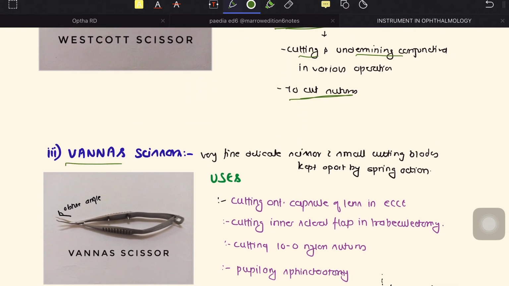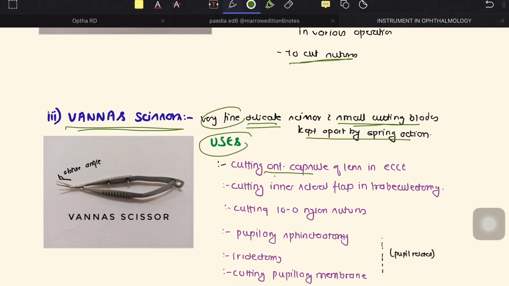The next scissor is Vannas scissor. Vannas scissor is a very small scissor. It is a very fine scissor, and it is used for finer operations in the eye. So it is a very fine and delicate scissor, with small cutting blades, which are kept apart by spring action. It is used to do very fine surgeries in the eye. Like it is used to cut the anterior capsule of lens during extracapsular cataract extraction. It is used to cut the inner scleral flap during trabeculectomy.